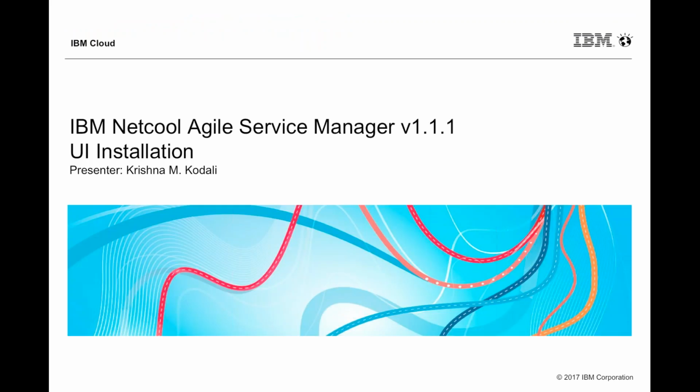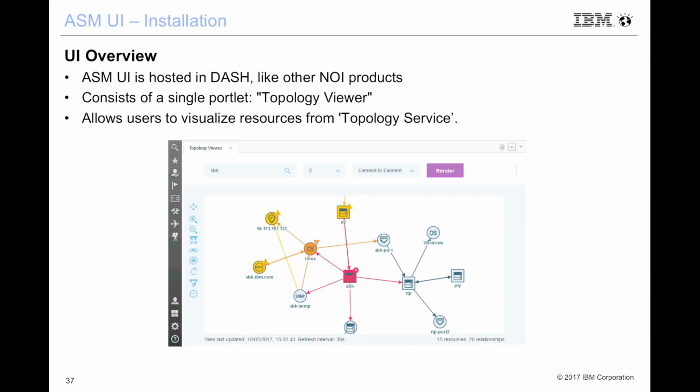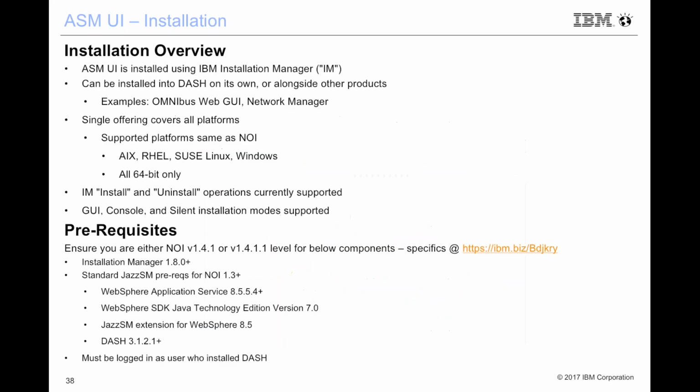The UI installation, it's pretty much same drill. Like Scott was saying, this is the one single portlet that is the topology viewer that is part of the ASM. And it allows you to visualize the data from the topology service. A few notes here. Unlike ASM core, you can deploy ASM UI in multiple. It supports multiple OS. You can see the details there.